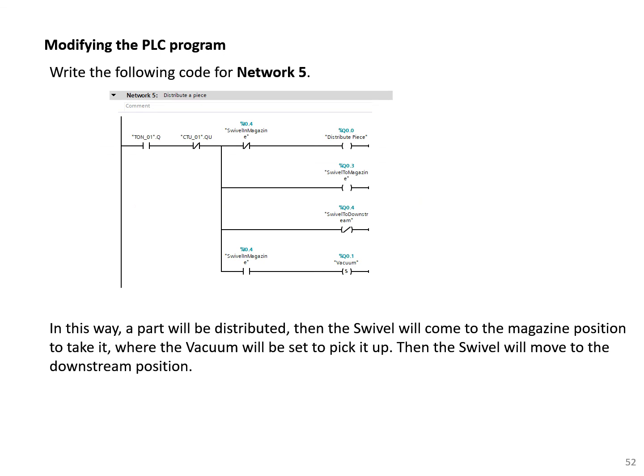Now in network 5, write the following code. In this way, a part will be distributed. Okay, so here we have distributing part, then the swivel will come to the magazine position to take it.